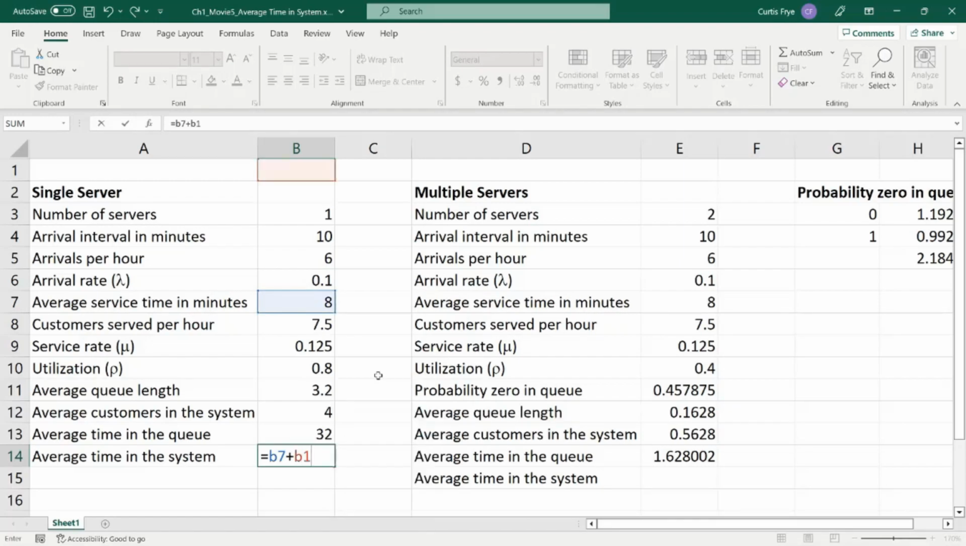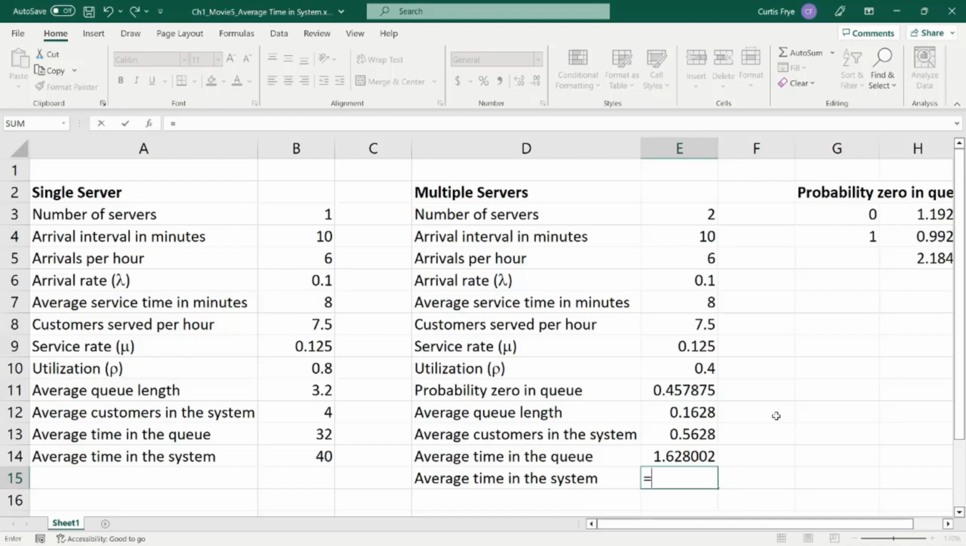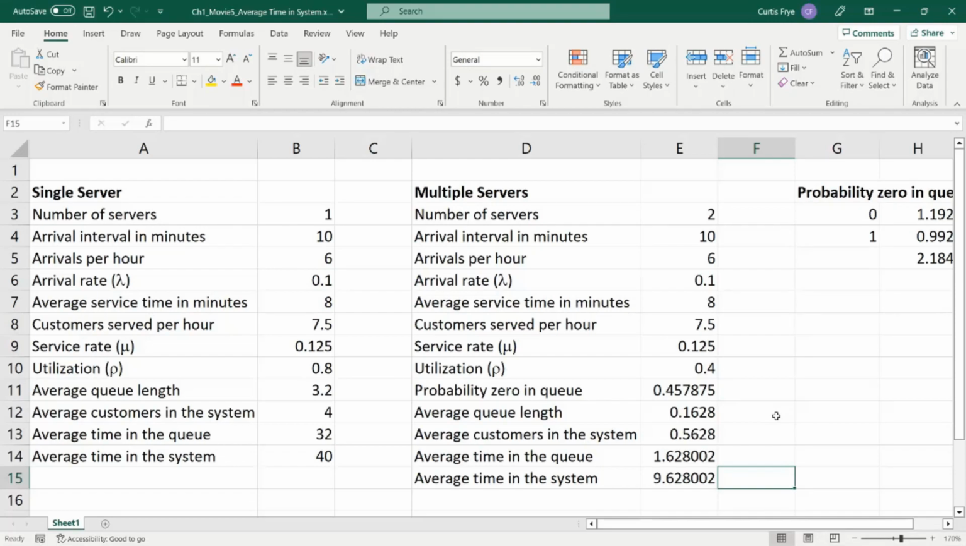that's B13, and enter. And we get an average time of 40, and we can do the same thing over in column E for multiple servers. So that will be the average service time, and that is in E7. And we'll add that to the average time in the queue, which is in E14, and tab. So we have average time in the system for 2 servers of 9.63 minutes, basically, and average time in the system for 1 server of 40.